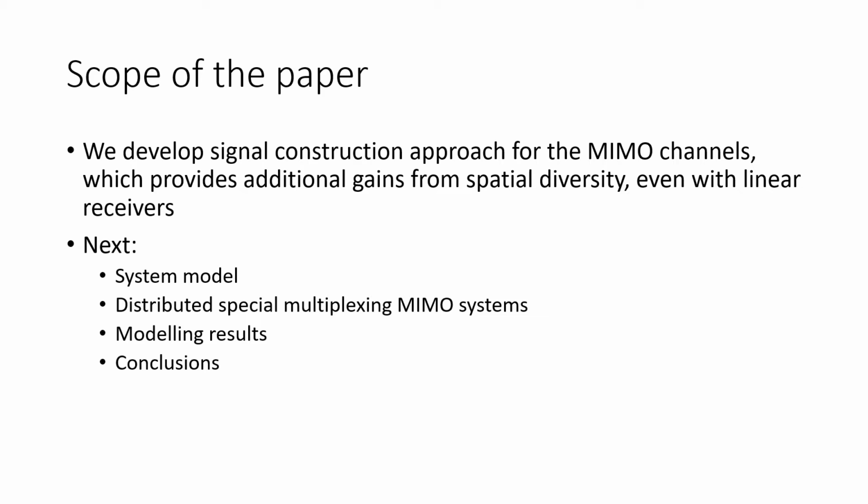Next, about how this problem is tackled in our paper. We develop a signal construction approach for MIMO channels, which provides additional gains from spatial diversity, even with linear receivers. So in the next few slides, I'm going to tell you about the system model that we are using, about the distributed spatial multiplexing MIMO transmitter and receiver, how we carry out the simulations, and what the simulation results are, and we'll draw the conclusions.